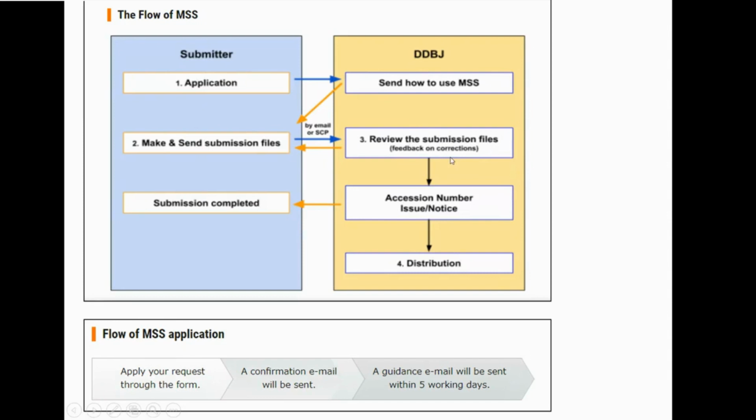If there is any correction, they will send it back to the submitter. And if it is all okay, then the DDBJ will issue the accession number for the sequence. The sequence submission is completed. After processing and verifying all the data, the DDBJ will release the sequence to the public database. Okay, this is how the sequence is submitted through MSS.